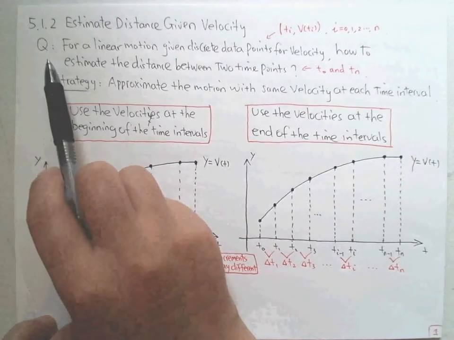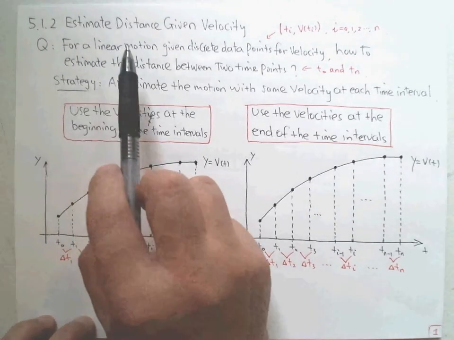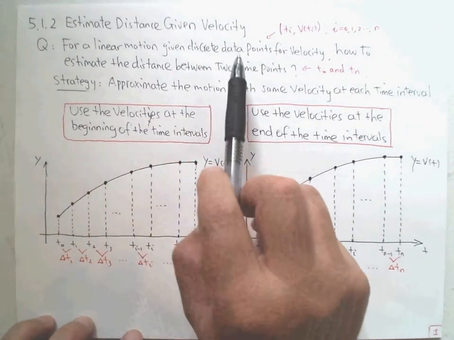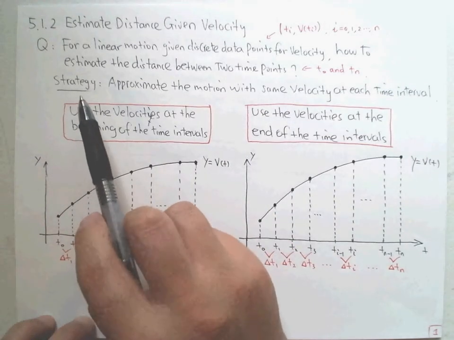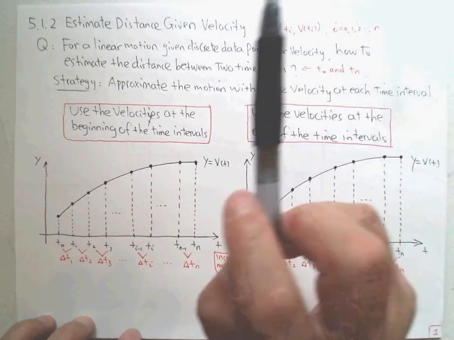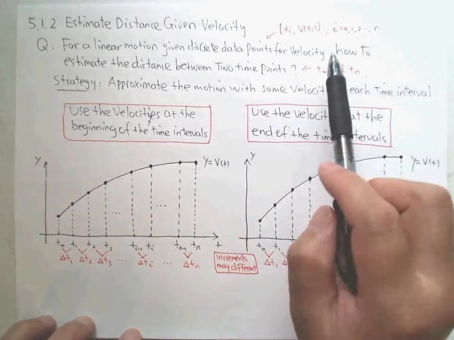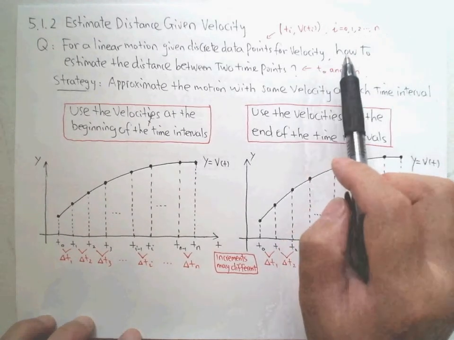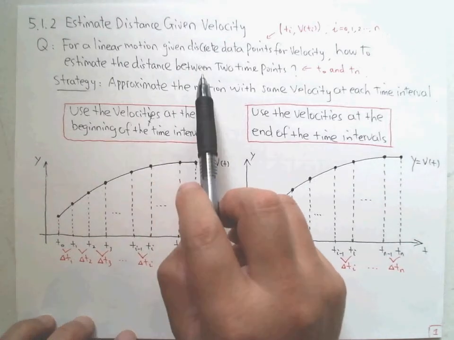For linear motion, given discrete data points, we know a particle is moving in a straight line, but the velocity, or the speed, changes. Now the question is how to estimate the distance between two time points.